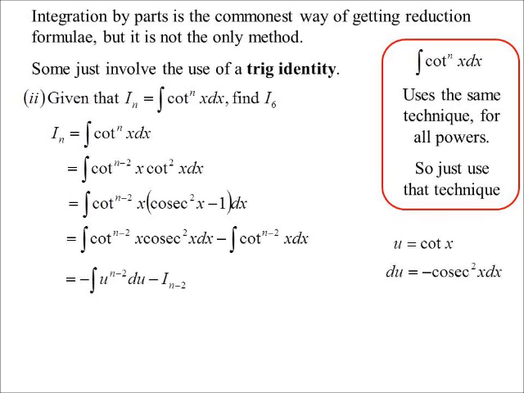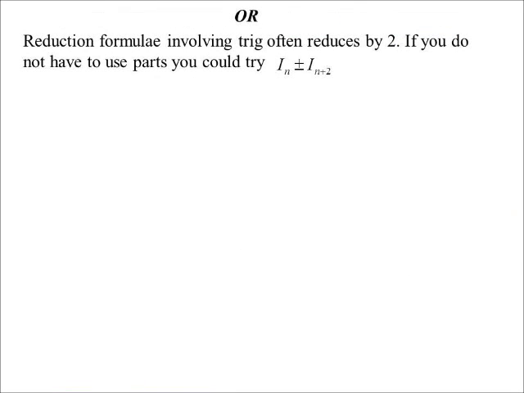So if I let u equal cot x, du will be minus cosec squared. So my first integral is minus u to the power of n minus 2. And the second integral, as I say, is just I n minus 2. Add 1 to the power over the power, sub back in for u, and I've now got a formula for I n. Because we're using trig identities a lot of the time, you'll see those powers will go down by 2 a lot of the time.